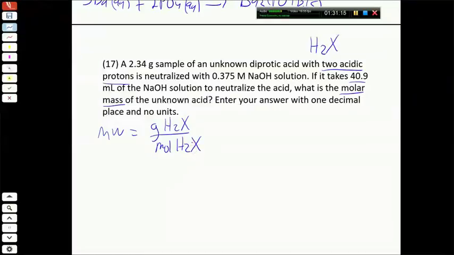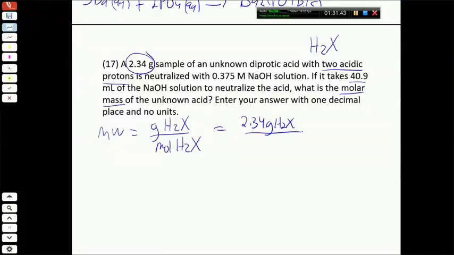We did a problem in class very similar to this just the other day, so hopefully this looks a little bit familiar. So we're looking for an unknown molar mass by finding the mass of the compound and dividing it by the number of moles. The mass of the compound is given to us. We see that we're using 2.34 grams of our unknown, so that quantity we already know. But we need to use the titration data to figure out what the moles of the unknown acid are and divide the two.